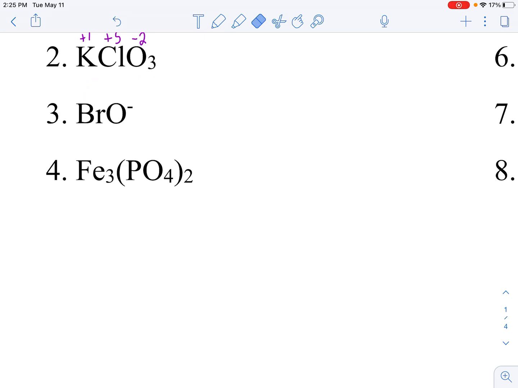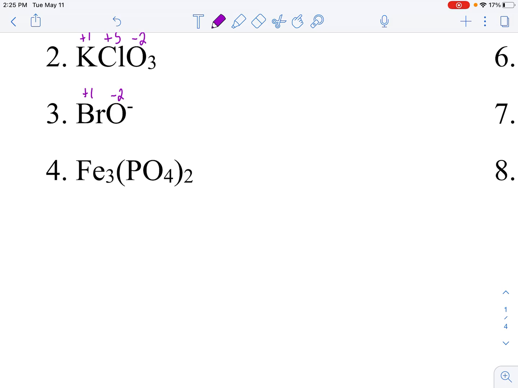Bromine, let's get rid of this work. We'll get a smaller thing here. All right, bromine, who knows? Because it's with oxygen, oxygen is more electronegative, so oxygen is -2. I need an overall charge of -1, so that means bromine can only be +1 to have those charges kind of even out to a total of -1.